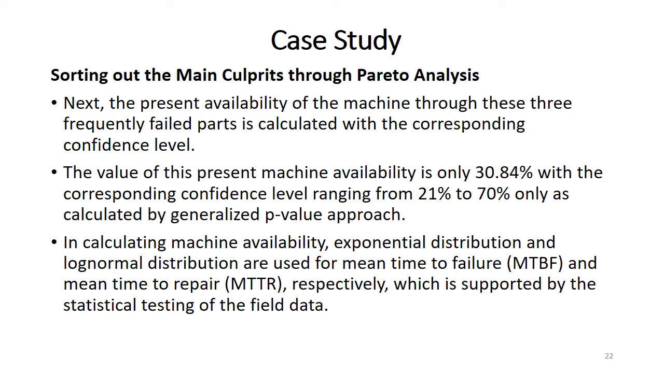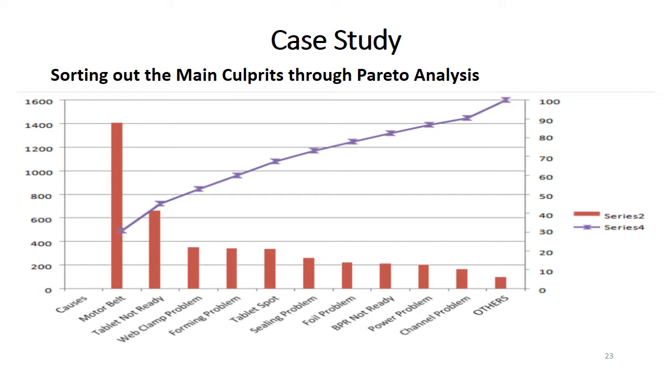We then determined the present value of the machine availability, which was only 30.84%, and the confidence level ranging from 21 to 17%. We used the p-value approach to determine this value. We also used exponential distribution and log normal distribution for mean time to failure and mean time to repair, which is supported by the statistical testing of the field data. Here is the Pareto analysis that we did in our study, and we can see clearly from the Pareto analysis that motor belt problem, tablet not ready, and web clamp problem account for almost the majority of all the machine downtimes.